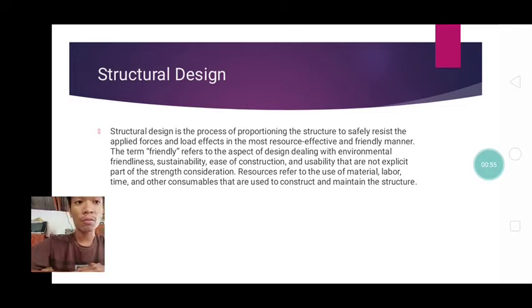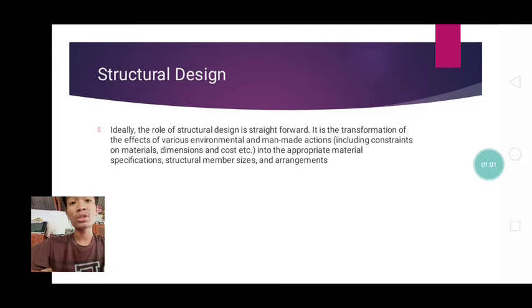Resources refers to the use of material, labor, time, and other consumables that are used to construct and maintain the structures. Ideally, the role of structural design is straightforward. It is a transformation of the effects of various environmental and man-made actions, including constraints on materials, dimensions, and cost, etc., into the appropriate material specifications, structural members, size, and arrangements.